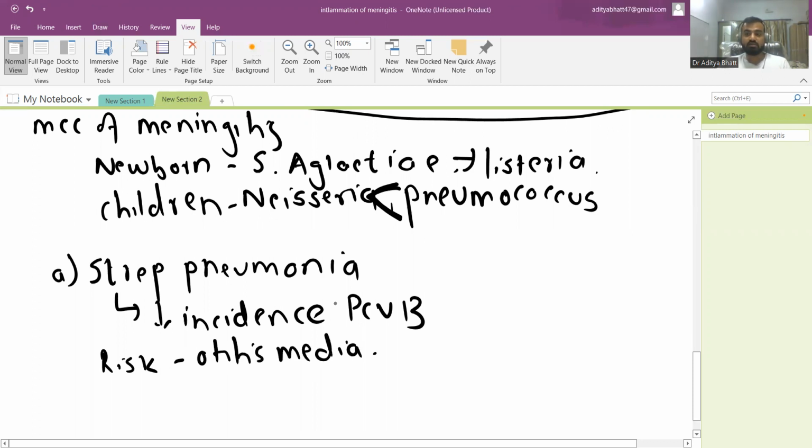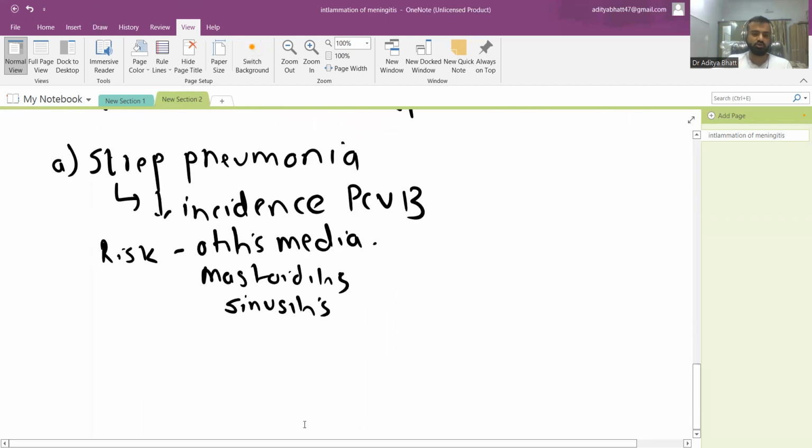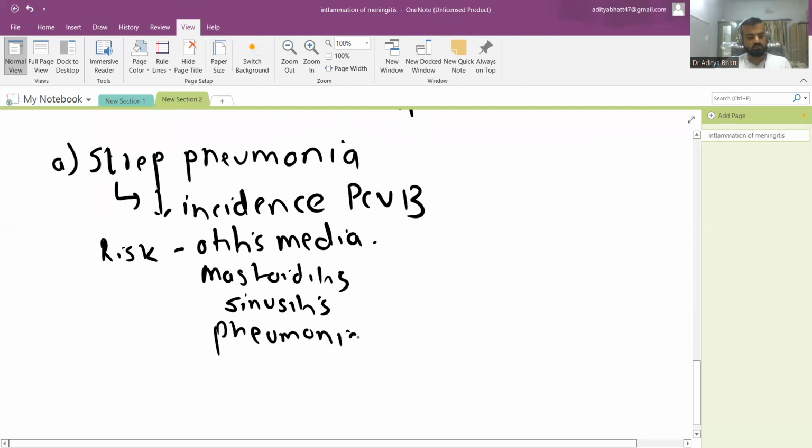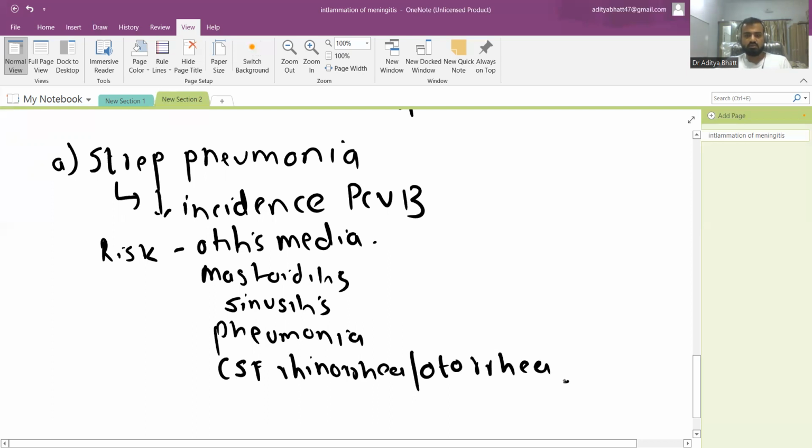Otitis media is a very common cause of complications or CNS infection in pediatric patients. So otitis media, mastoiditis, sinusitis, and pneumonia itself. CSF rhinorrhea or otorrhea gives a direct way for the bacteria to go inside the brain.